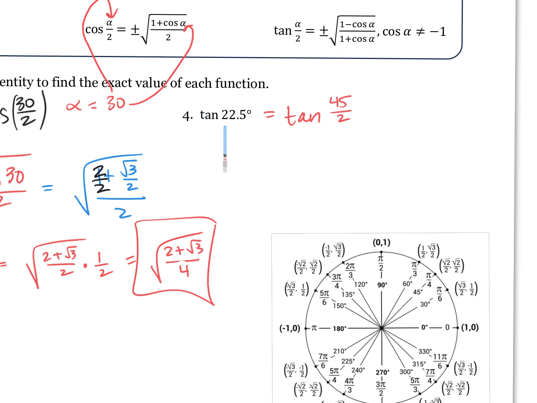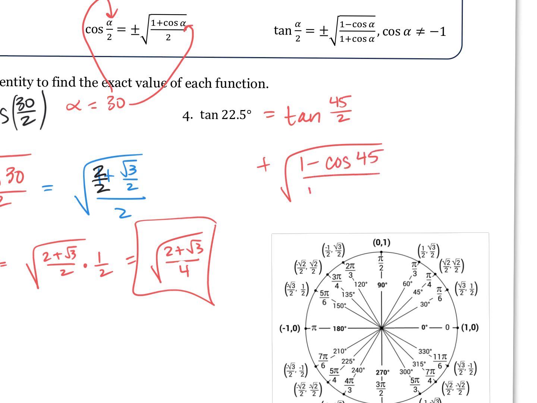Question though: will the tangent of 22.5 degrees be positive or negative? Y over X. Anything in the first quadrant is going to be positive, right? So when it says plus or minus, we're just going to use the positive one. Again, you don't need to write that positive, but we would need to write the negative. So now we've got 1 minus the cosine. What's our alpha?